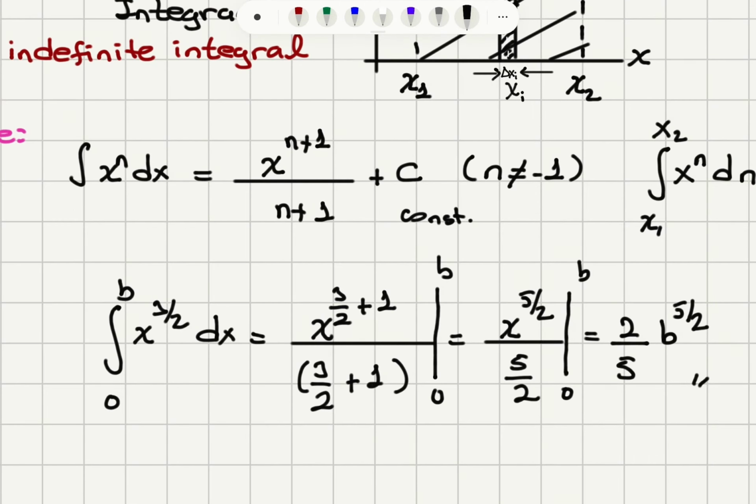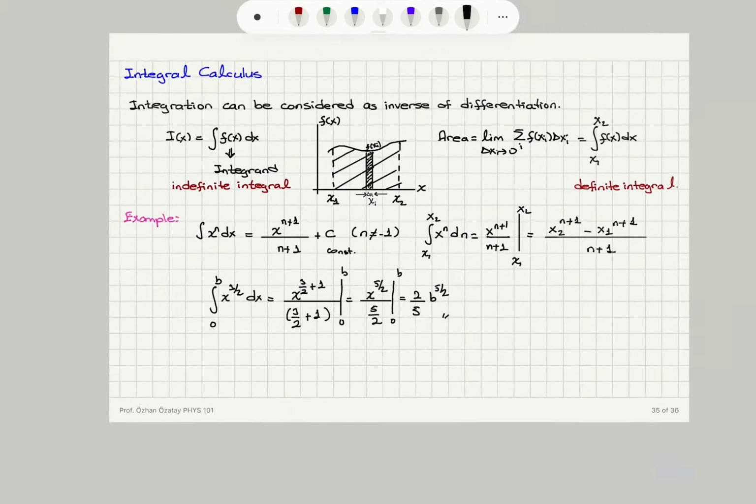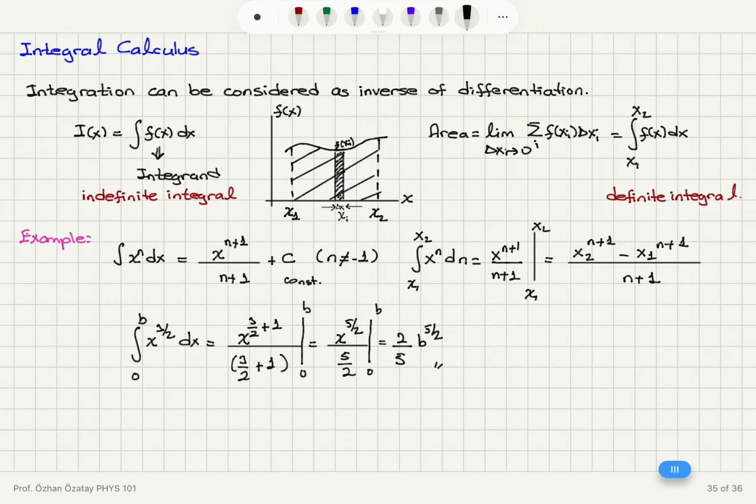So, for example, if we're taking the integral of x to the 3 over 2 dx in the interval 0 to b, this would be x to the 3 over 2 plus 1 divided by 3 over 2 plus 1, from 0 to b. So that would be x to the 5 over 2 divided by 5 over 2, which is 2 over 5, b to the 5 over 2, because when evaluated at 0, it would give us a 0.